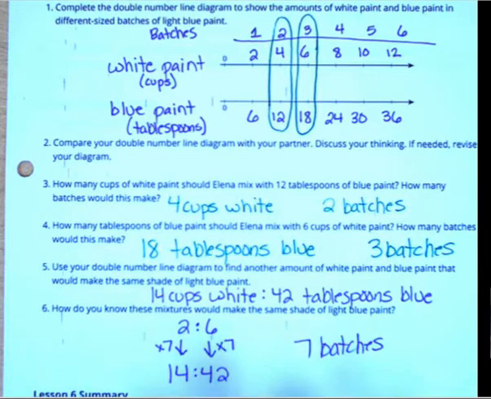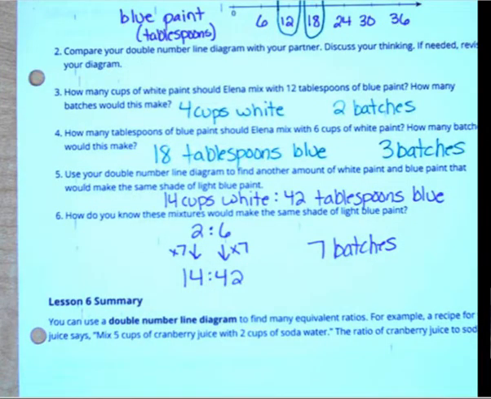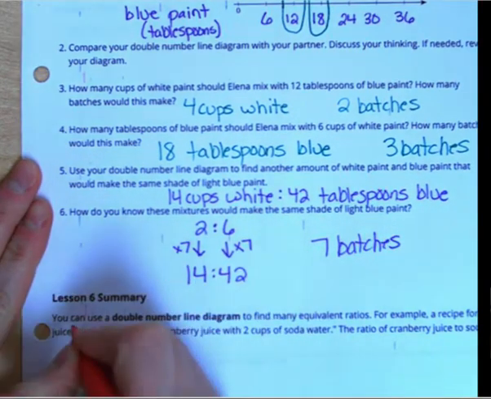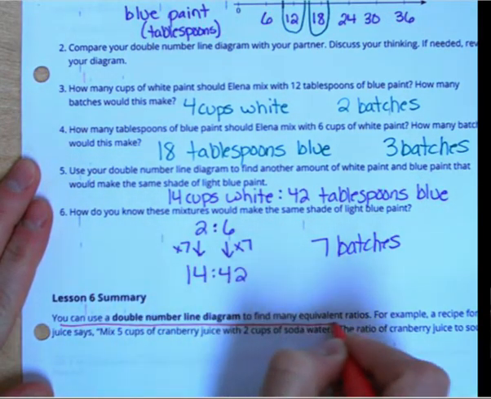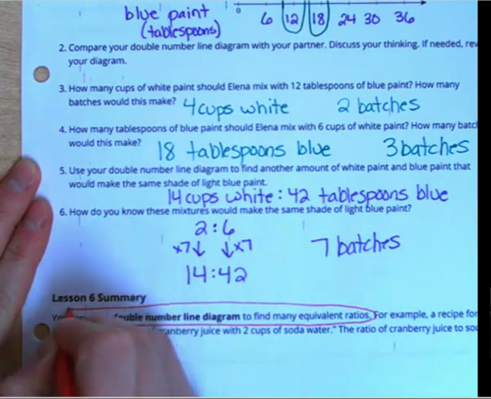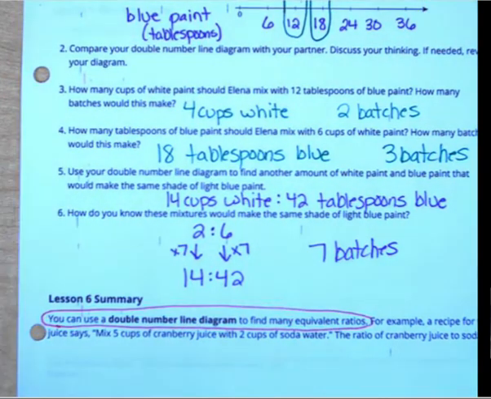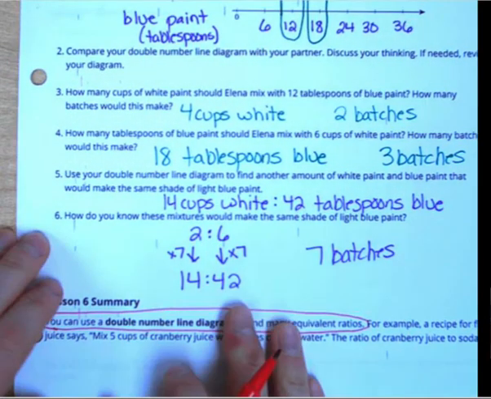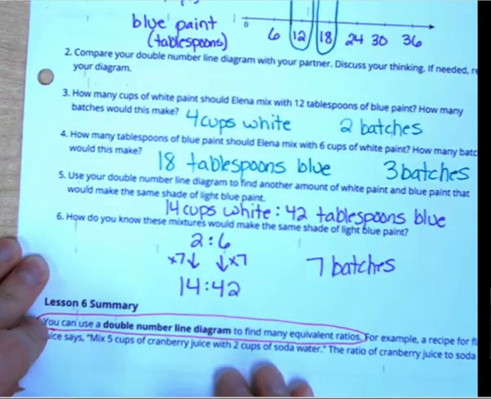All right, let's go through the summary today. So what did we learn? We learned that you can use a double number line to find equivalent ratios. That is the most important part for today. Today you did not have to make very many double number lines on your own. That's what we'll be doing on Monday. So we learned how to use a double number line to find equivalent ratios.